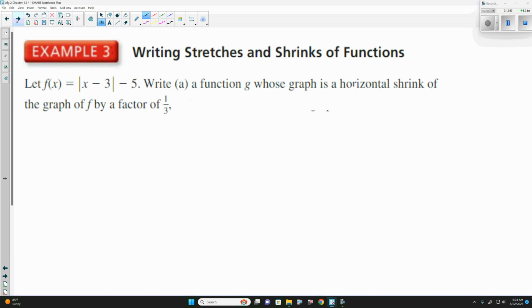This one here, write a function g whose graph is a horizontal shrink of the graph by a factor of 1/3. So, since we're talking about horizontal, it is the opposite of what we think.